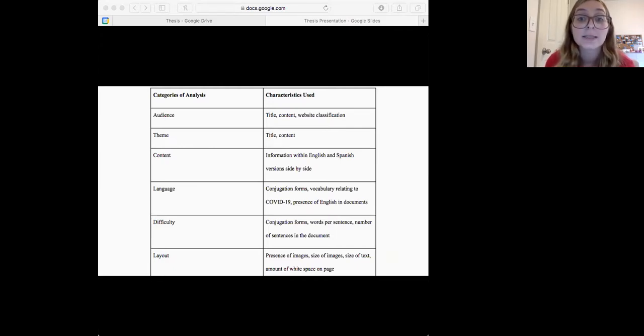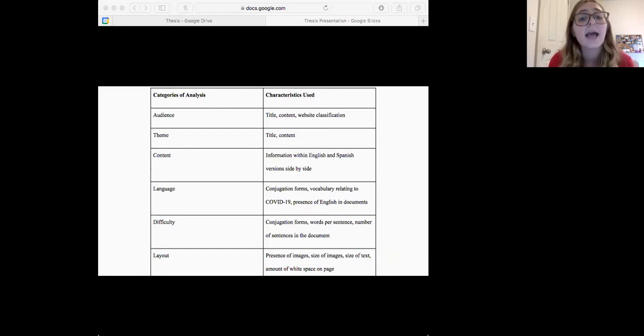I also analyzed language by looking at conjugation forms, vocabulary relating to COVID-19, any medical vocabulary, as well as the presence of English in any Spanish documents. I also looked at the difficulty of documents by examining the conjugation forms, the words per sentence, and the number of sentences in the document. I had to make a few assumptions when looking at the difficulty of documents because while in English there is already an established parameter and system to classify the writing level, in Spanish this does not exist.